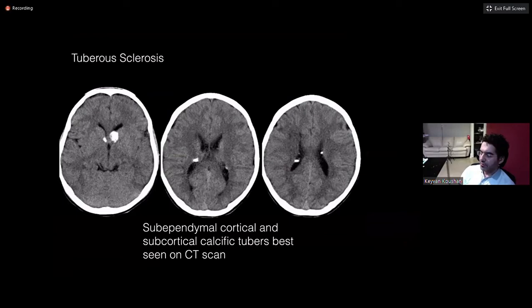You can see the brain. If you take a simple CT scan, you have very distinct calcific lesions, subependymal and subcortical calcific tubers. And these lesions are called tubers, which are calcium deposits, and obviously show easily on the CT scan. Okay, so we reviewed tuberous sclerosis.